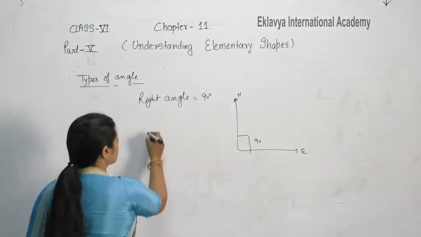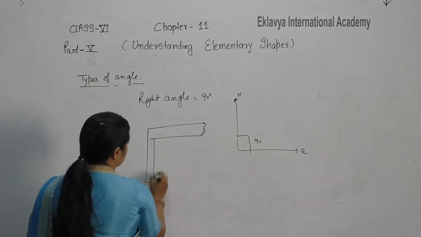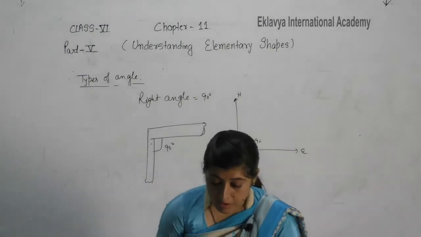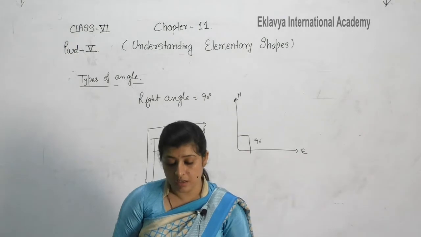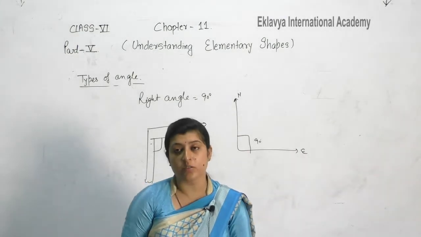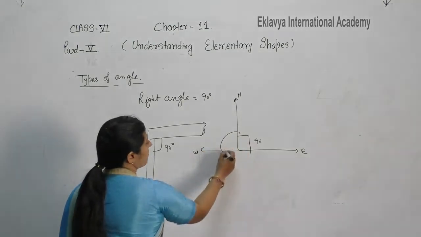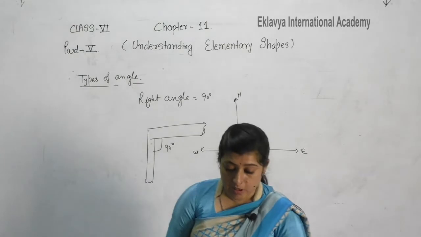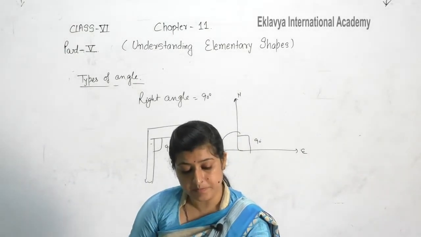Or there is a carpenter's square also. This is also a 90 degree angle. So whenever you look around, you can see north to east, and north and west also, is 90 degree. In the anti-clockwise direction, if we see it, then it becomes 90 degree. Now, see the next types of angle.